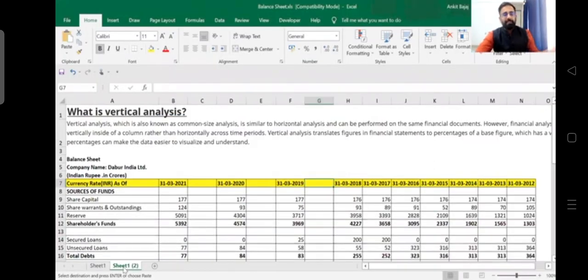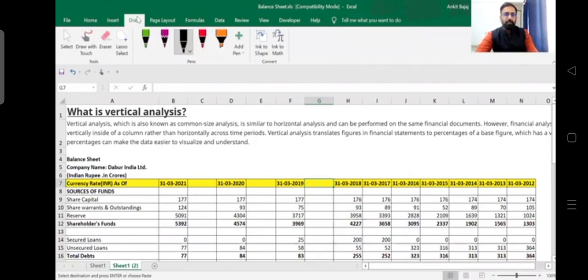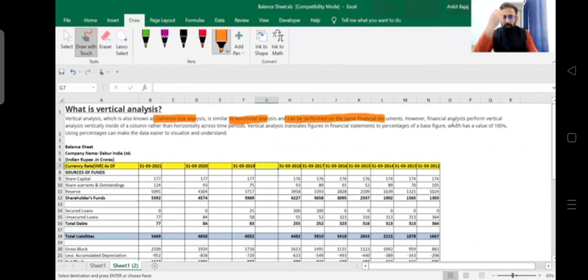First of all, we will see the definition of vertical analysis. Vertical analysis, which is also known as common size analysis, is similar to horizontal analysis. Here also you will be calculating the percentage, but the way of calculating it will be different from horizontal analysis. It can be performed on the same financial documents. However, financial analysts perform vertical analysis vertically inside a column rather than horizontally across time periods.